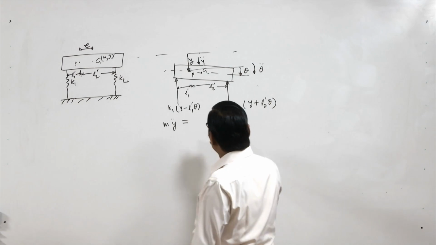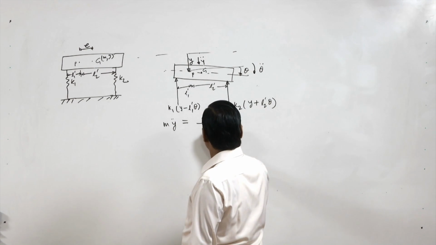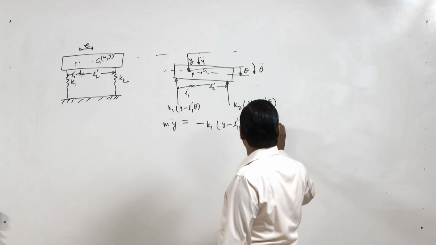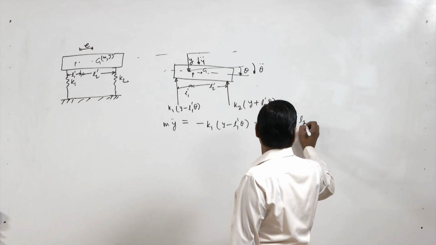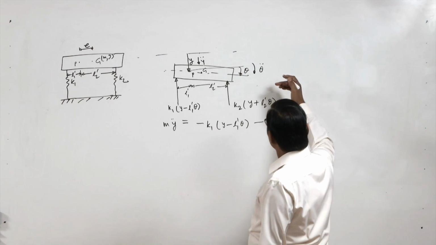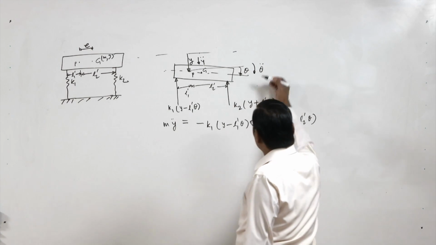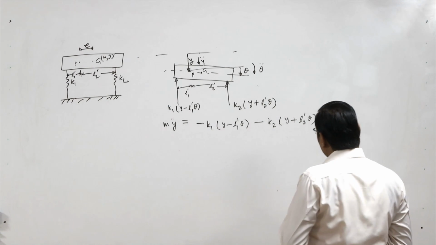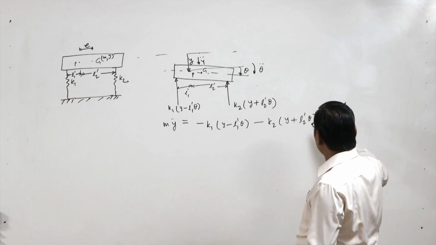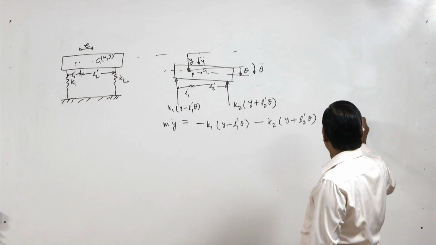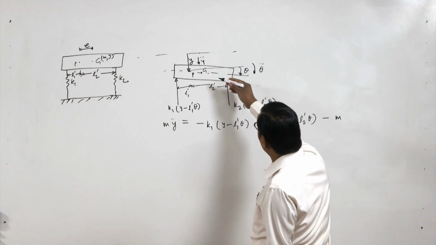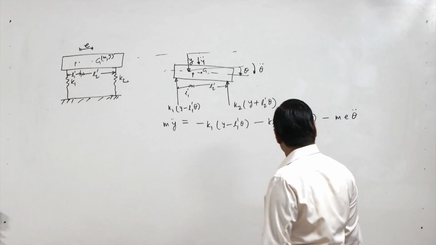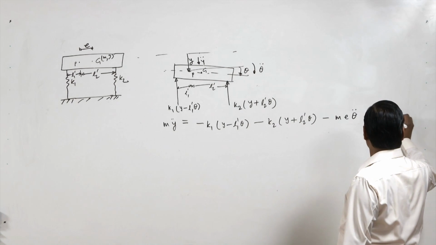So m y double dot equal to, this is opposite, minus k1 (y minus L1' theta) minus k2 (y plus L2' theta). However, there is theta double dot, so there is the inertia force, that is m e theta double dot. The inertia force is opposite, so minus m e theta double dot. So that is equation number 1.